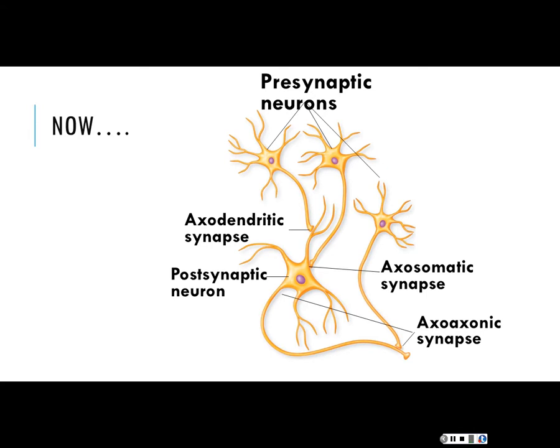I don't know how common it is where the terminal interaction is. I understand it would be more familiar at the hillock. Maybe I'm going to circle it here. Axo-axonic at the hillock. Axo-axonic would be at the hillock. I don't know how common it is at the terminal.